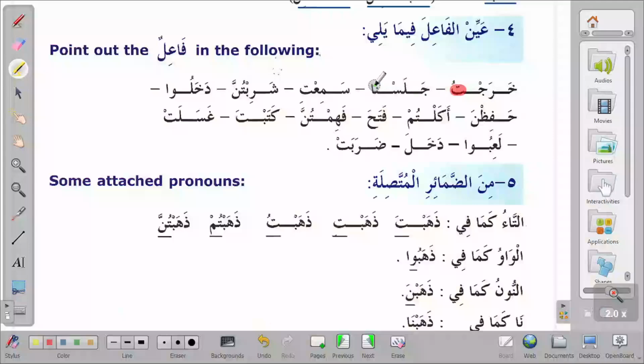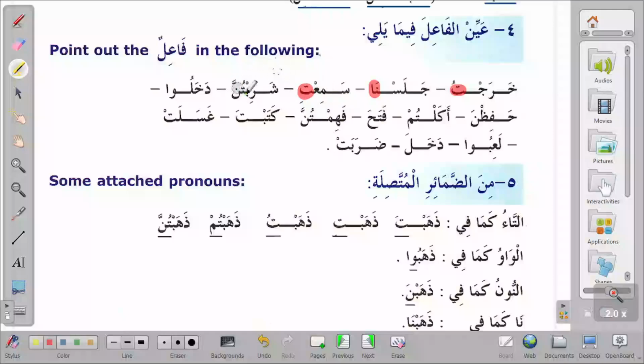Jalasna, the verb, the doer is what? The na, right? And now we sat. We sat. Okay, sat down, right? Sami'ti, you heard, feminine. So the ta is the what? Is the doer. Okay, the sami'a is the verb.